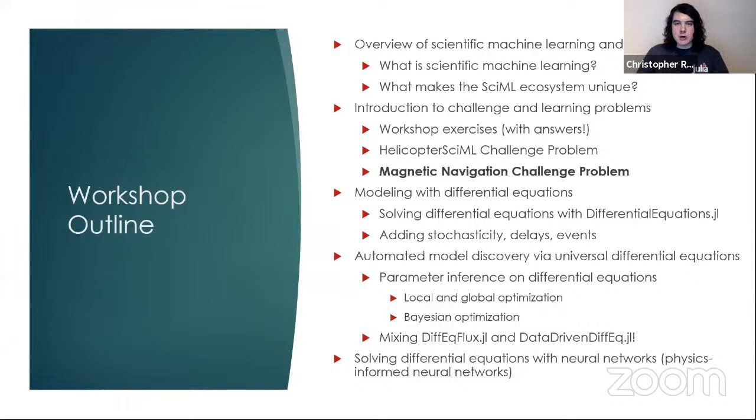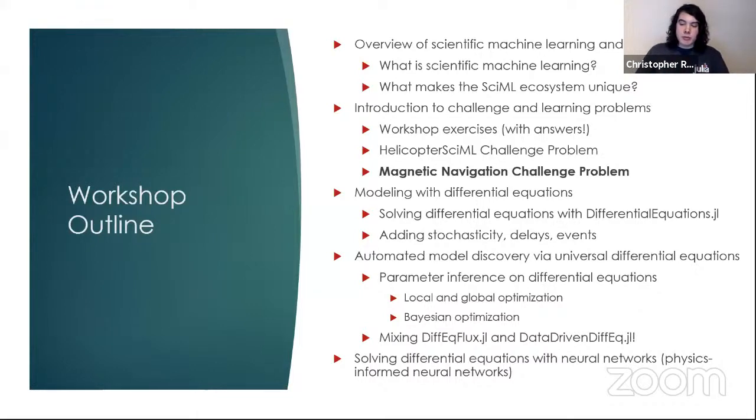And then after we go through modeling with differential equations and really get familiar with the differential equation solvers and the basics of using Julia for this domain, we're going to go into an example of automated model discovery with universal differential equations. So what that will look like is we'll start by doing parameter inference on differential equations. We'll do local optimization, global optimization, and Bayesian optimization, right? So to be able to get probabilistic elements.